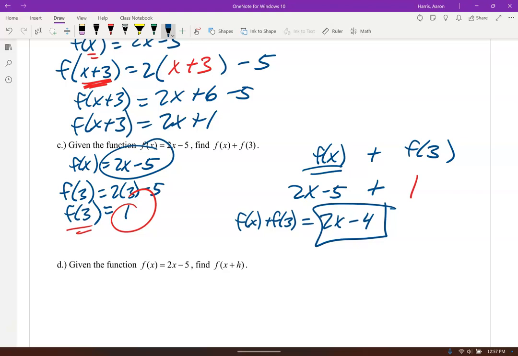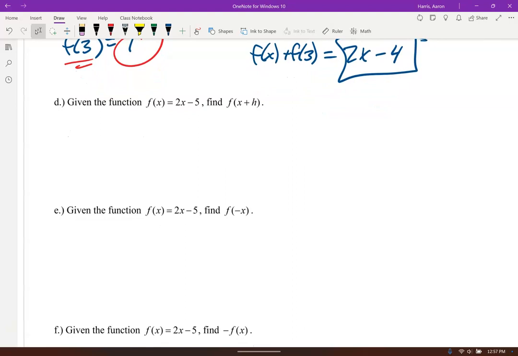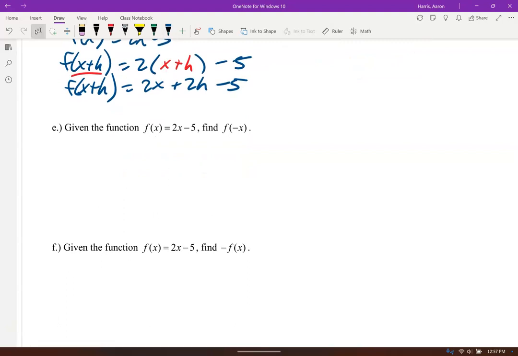Now, how about f of x plus h? And this is leading us to the difference quotient, which will help us out quite a bit in calculus. f of x plus h. So now x plus h goes in for x. So this becomes 2x plus 2h minus 5. That's f of x plus h. How about f of negative x?